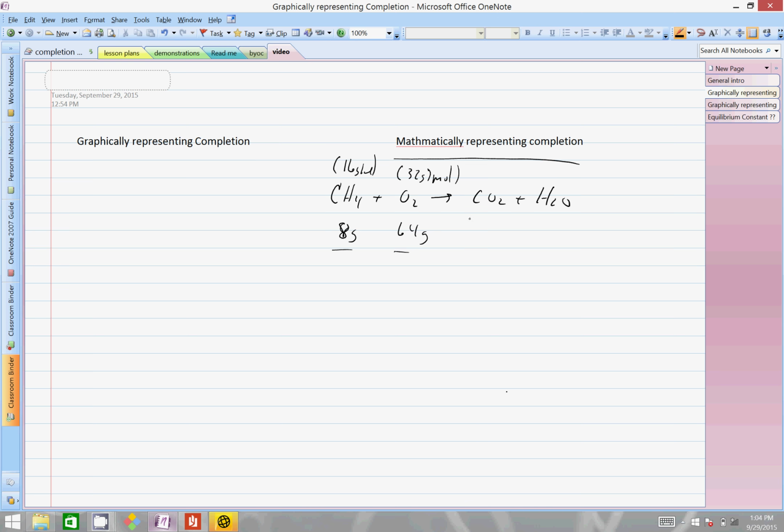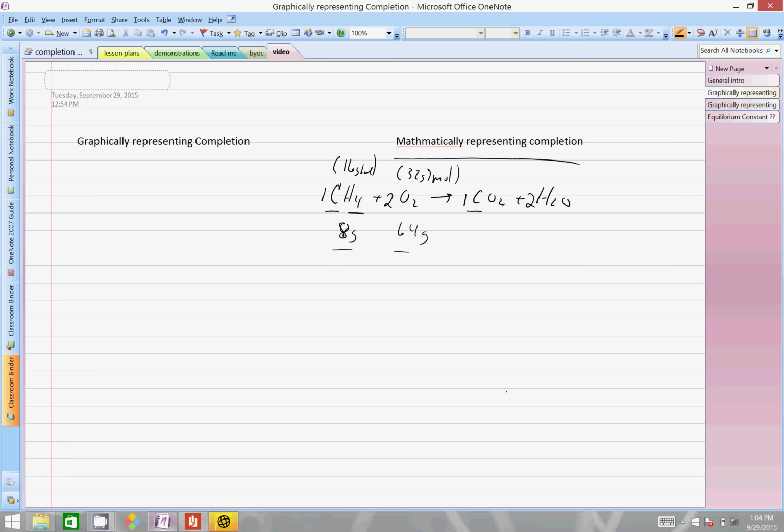Along with this, you also want to have your reaction balanced. So 1 carbon, 4 hydrogens; 2 times 2 is 4, and then I have oxygen, 2 and 2 is 4, so I put a 2 here. So it's a 1, 2, 1, 2.